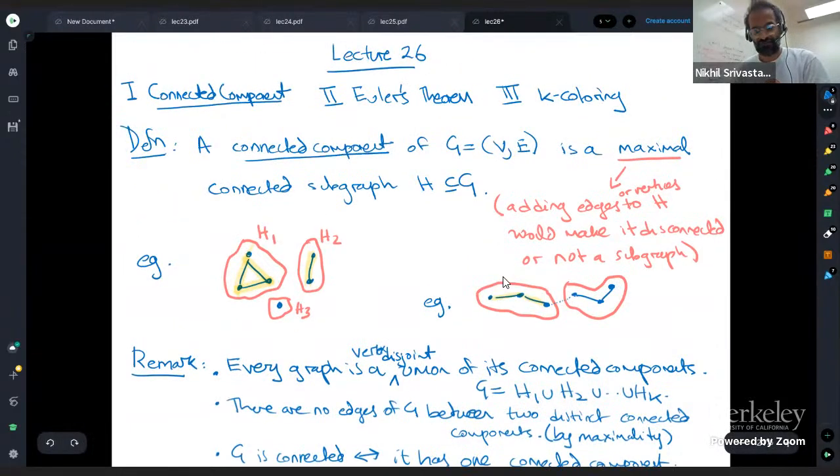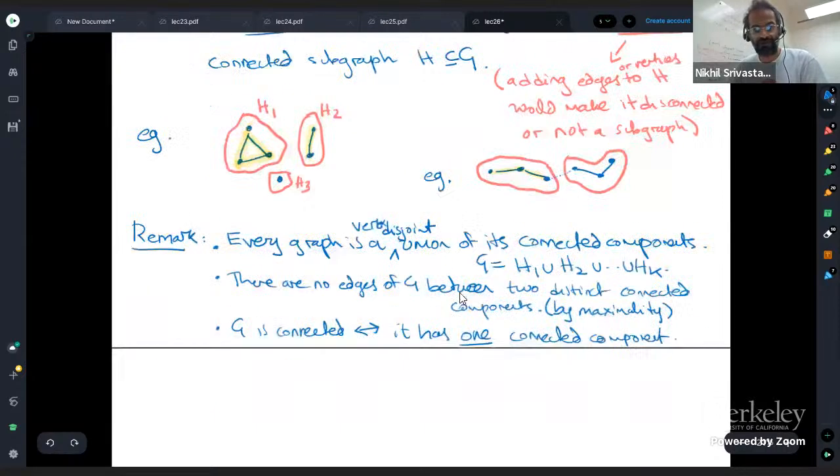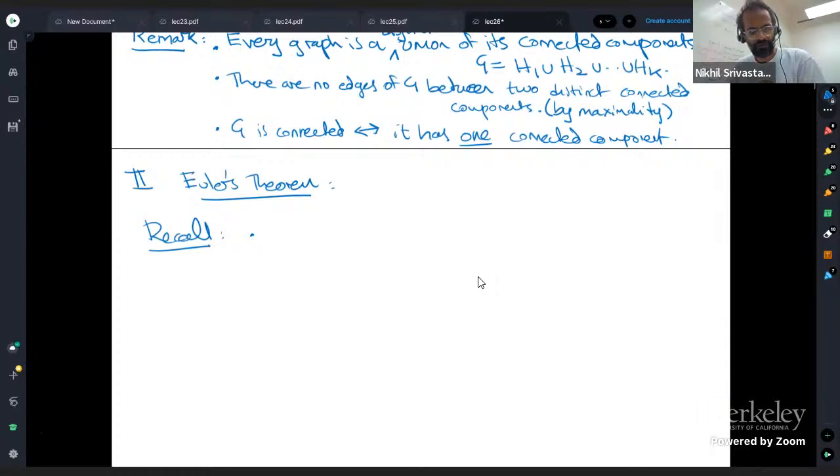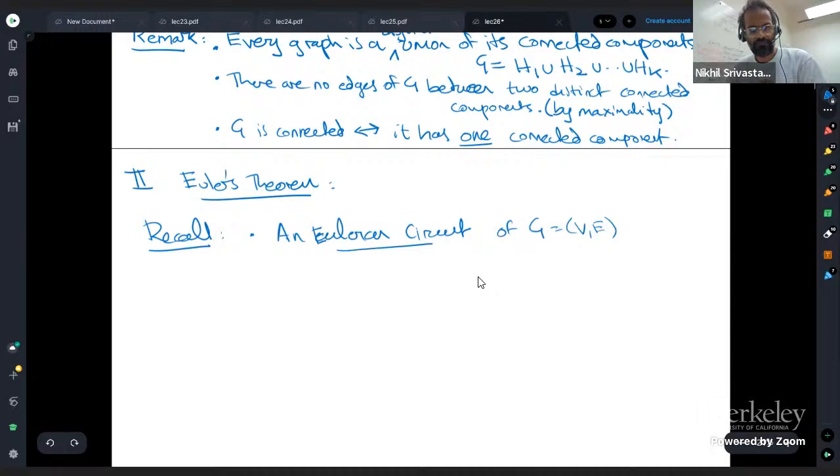Okay, so now we're going to use this as one of the concepts. And by the way, this is also useful in the homework to prove Euler's theorem, which is the first theorem in graph theory, which comes back to the first thing we studied in this course. So let's recall a few things. Let's recall what an Euler circuit is. An Eulerian circuit of a graph G is a circuit which uses every edge exactly once.